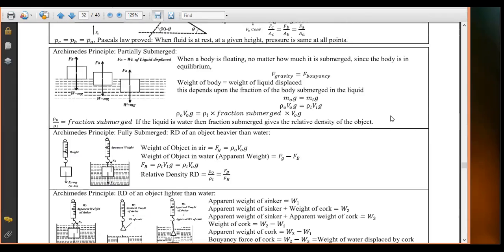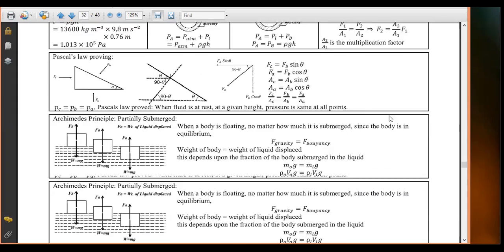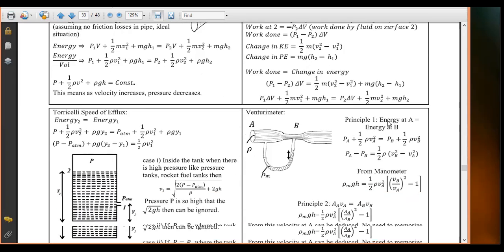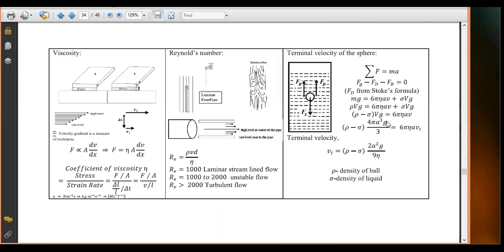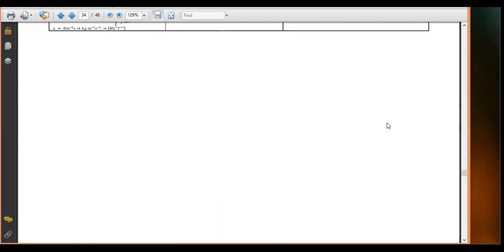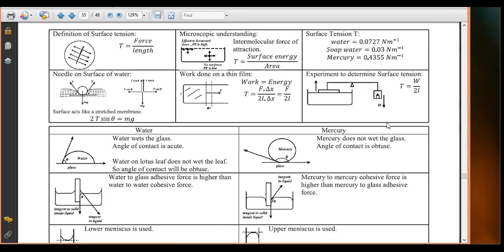Okay, so we are here. We did fluid statics. We talked about these things. Then Bernoulli's theorem, fluid dynamics, right? Moving fluid. Then we talked about sticky fluids like viscosity. Then right now we are doing surface tension.